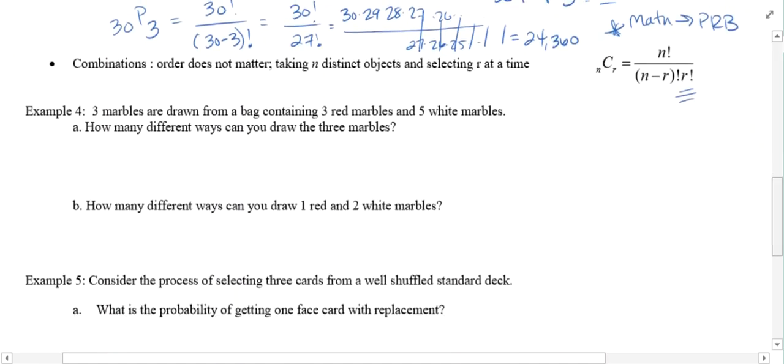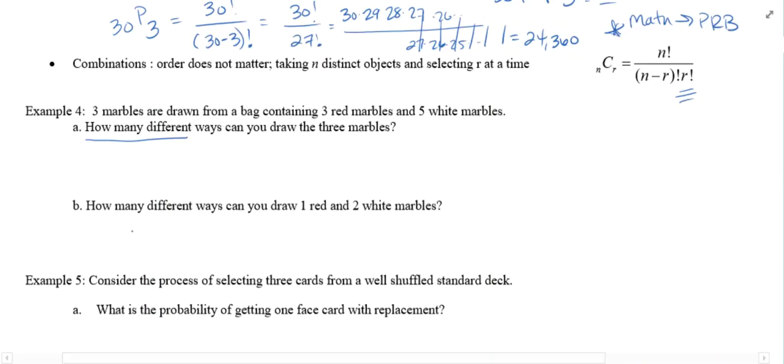Okay, so here we go. 3 marbles are drawn from a bag containing 3 red marbles and 5 white marbles. How many different ways can you draw the 3 marbles? Careful with your questions. This is how many different ways. It's not asking a probability. We'll see some where it asks for a probability.